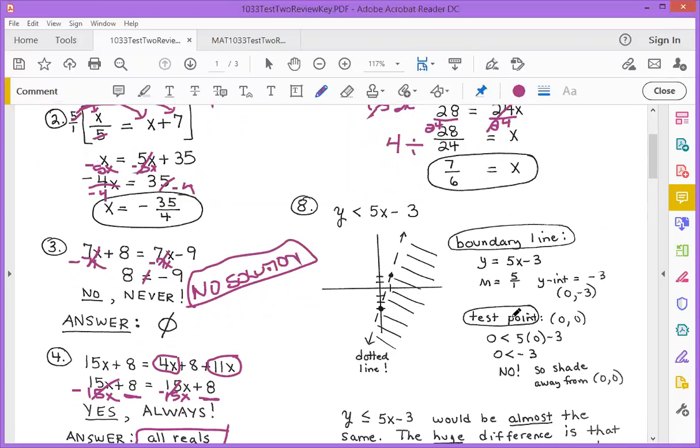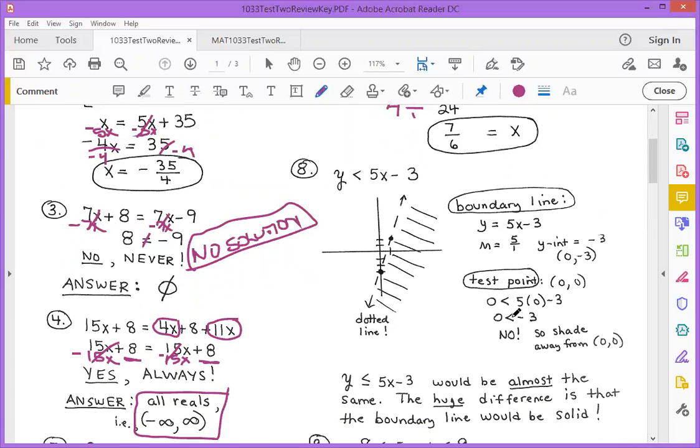Now example 8, we're graphing the inequality, y less than 5x minus 3. So this is similar to the 4.3 homework we just looked at. Our slope right here is 5, our y-intercept is negative 3, and this is our starting point. So we should start at negative 3 on the y-axis. 1, 2, 3, plot the point.